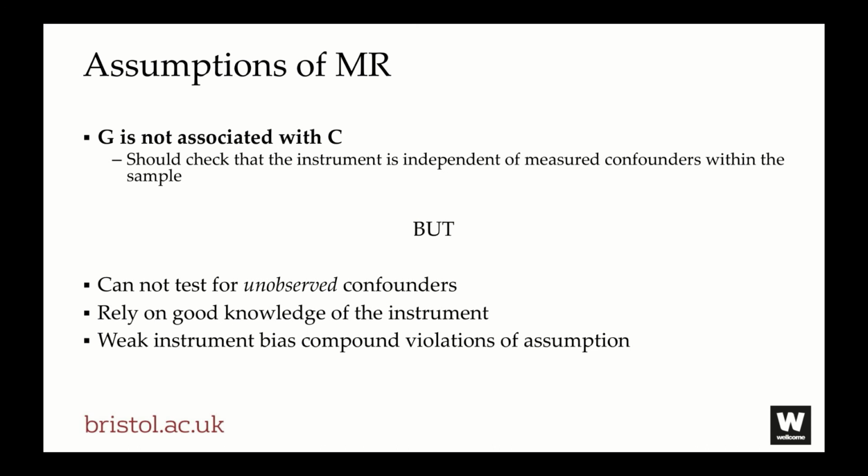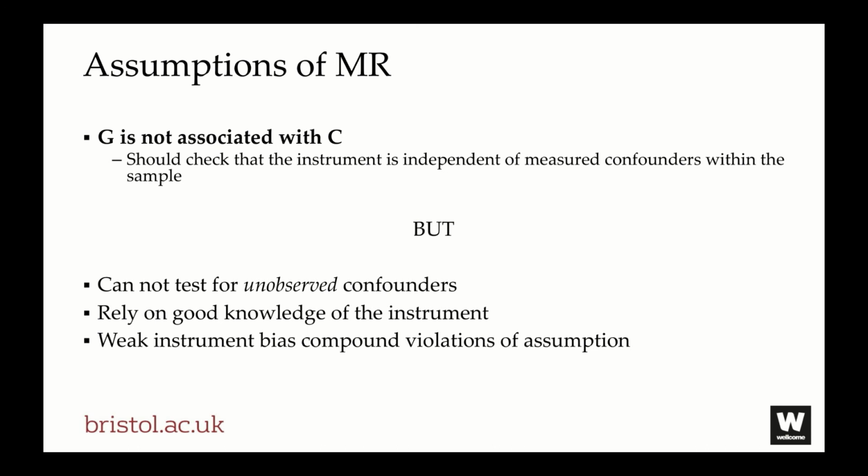We have things measured, like if we're interested in the association between BMI and cardiovascular disease, we can physically check the association between our genetic variation and things like smoking, diet, physical activity, that kind of thing. But we obviously can't test for anything that we haven't measured or observed in our population, and we can really only rely on the fact that what we have measured is a good proxy for the comprehensive possible variables that could confound our relationship. So we have to rely on really good knowledge of the instrument.